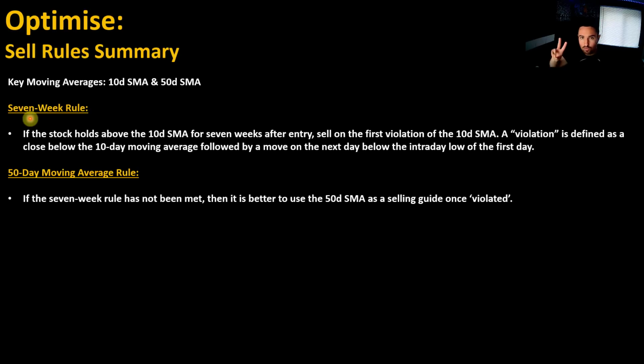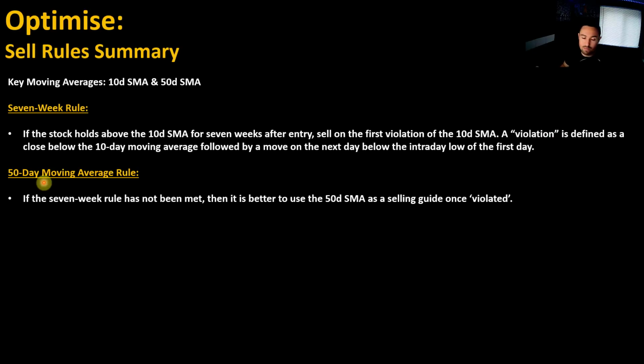There are 2 rules I'm going to be teaching you about here from the book. The 7-week rule: if the stock holds above the 10-day SMA for 7 weeks after entry, sell on the first violation of the 10-day simple moving average. A violation is defined as a close below the 10-day moving average, followed by a move on the next day below the intraday low of the first day. And you might be like, what? Don't worry, I've got a chart in a couple of slides' time, then I'll explain that.